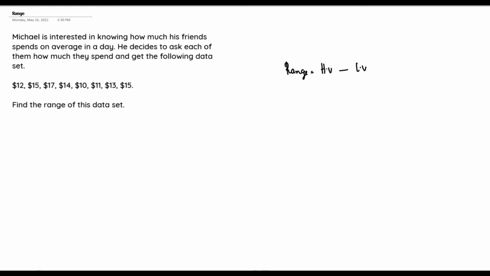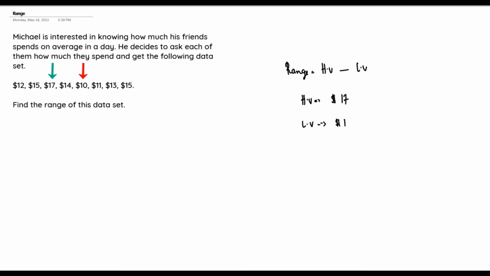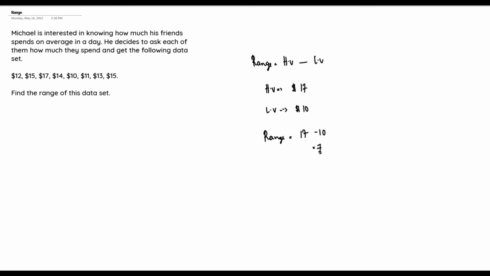So the highest variable in this data set of ours is equal to $17, and the lowest variable we have right here is equal to $10. So the range of our data set is equal to 17 minus 10, and that is equal to 7. So the range of this data set of ours is going to be equal to 7.